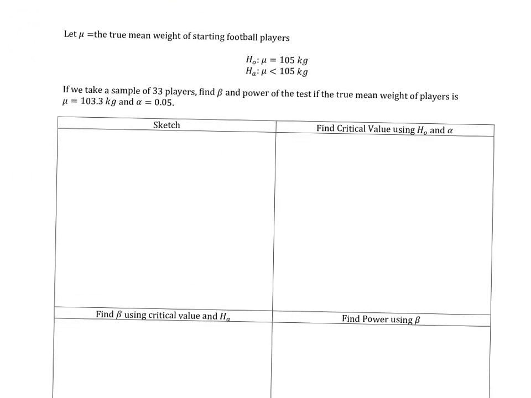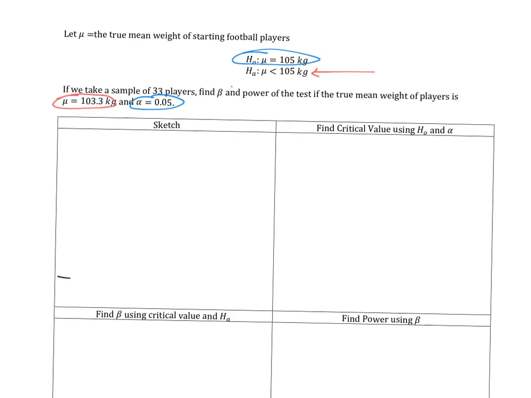Let the true mean weight of starting football players be equal to 105 or less than 105. So the null is that it's equal to 105. The alpha value is 0.05. The alternate, that indeed it's actually less. And we find out this actually is 103.3.